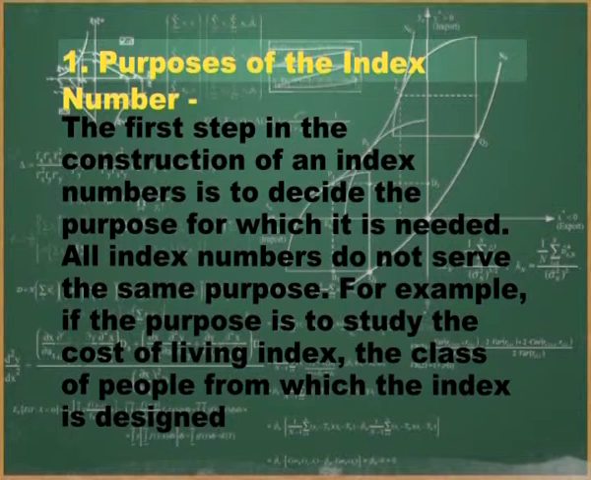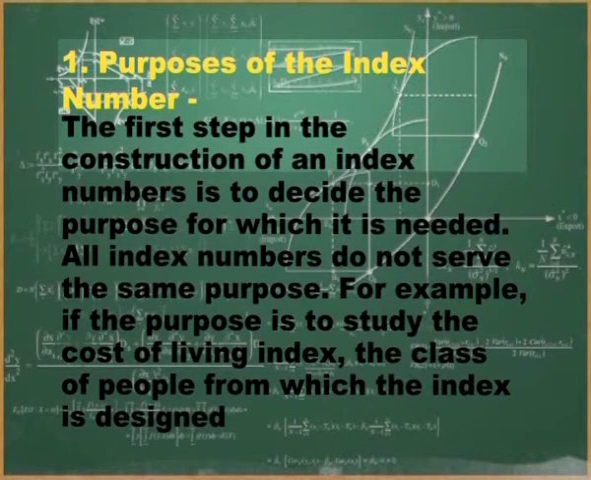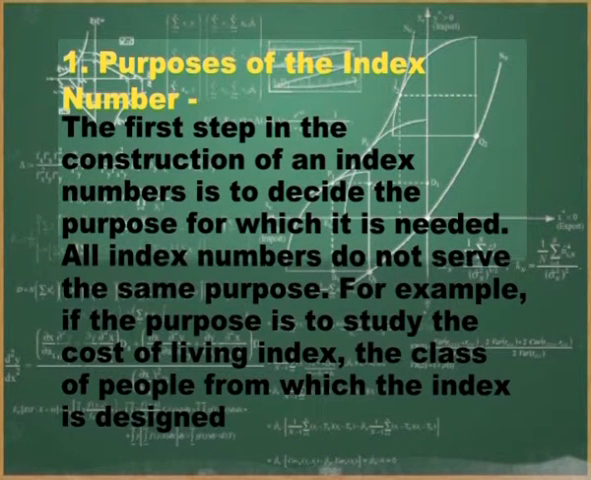The various problems involved in the construction of index numbers are given as follows. The first one, purposes of index numbers. The first step in the construction of an index number is to decide the purpose for which it is needed. All index numbers do not serve the same purpose.